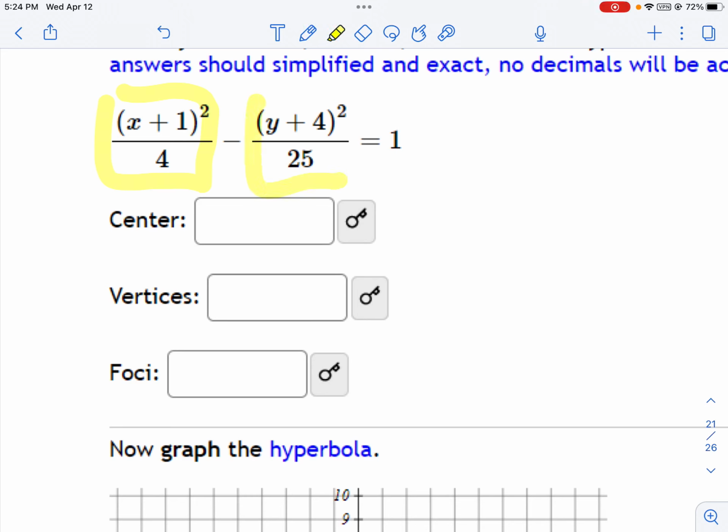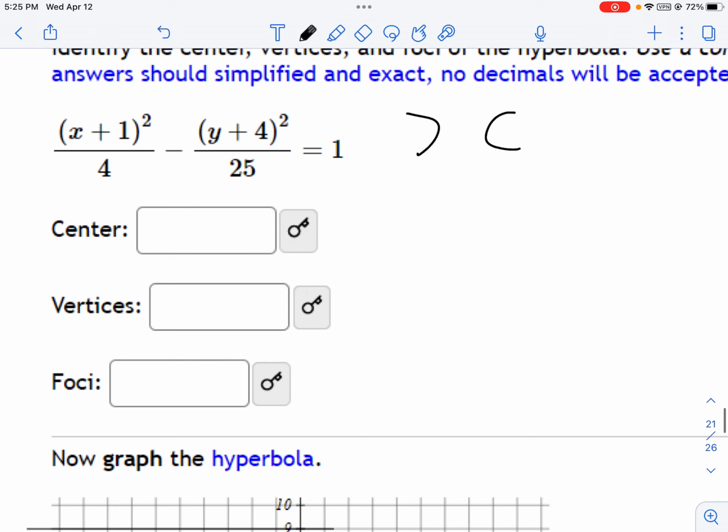If this was instead where we had the y plus 4, right, if that term was positive and we instead had that with a subtraction in front, then it would be a vertical hyperbola, right? So x is positive, horizontal. Y is positive, vertical. Okay? So we know right now, bam, we have something looking like that. Okay? So first off, let's find the center.